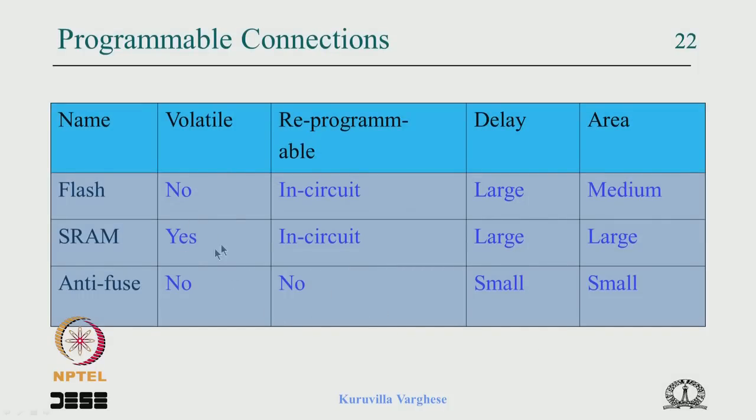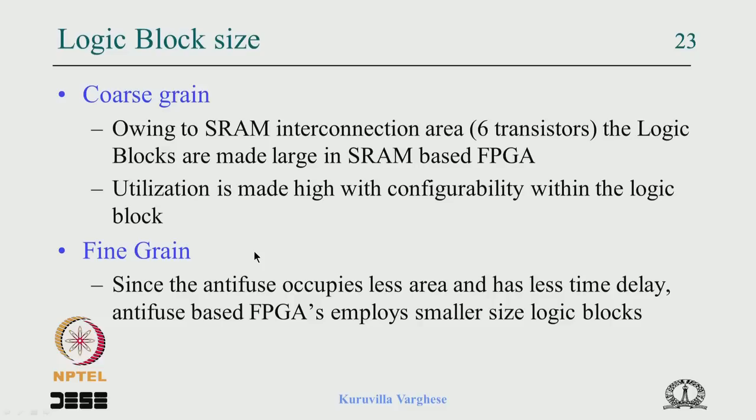SRAM needs to be programmed each time it is powered on, since it is volatile, and it has large delay and large area. Antifuse has very small area and small delay, but it is non volatile and one time programmable. Flash comes in between: it is non volatile, reprogrammable, with large delay and medium area. Most FPGA vendors use SRAM because there is no limit on reprogrammability and because of the technology fabrication process. In SRAM based technologies, you make the logic block big because the connections are costly.